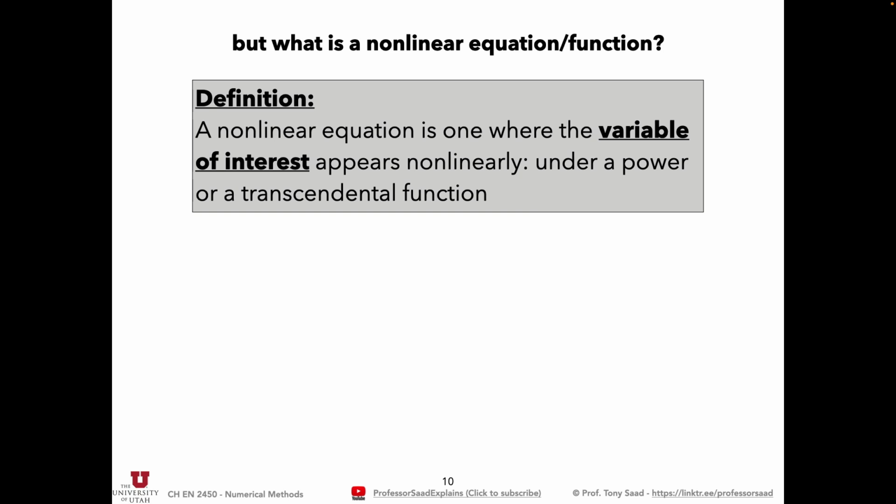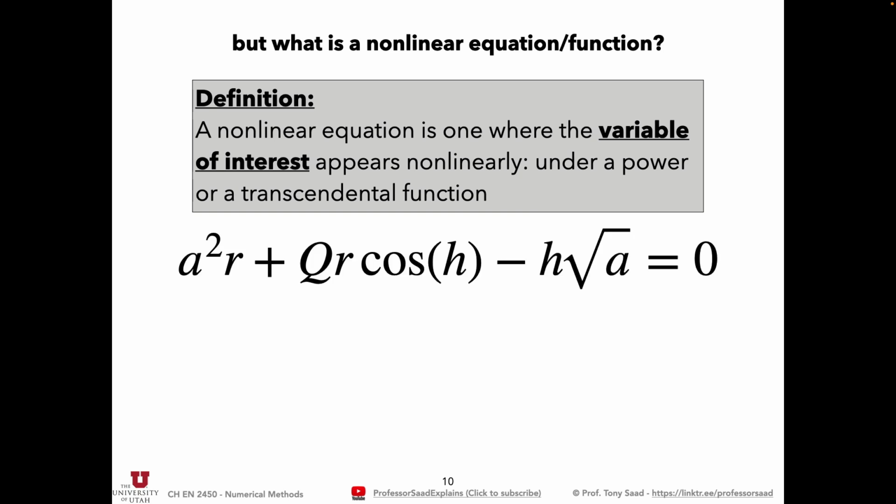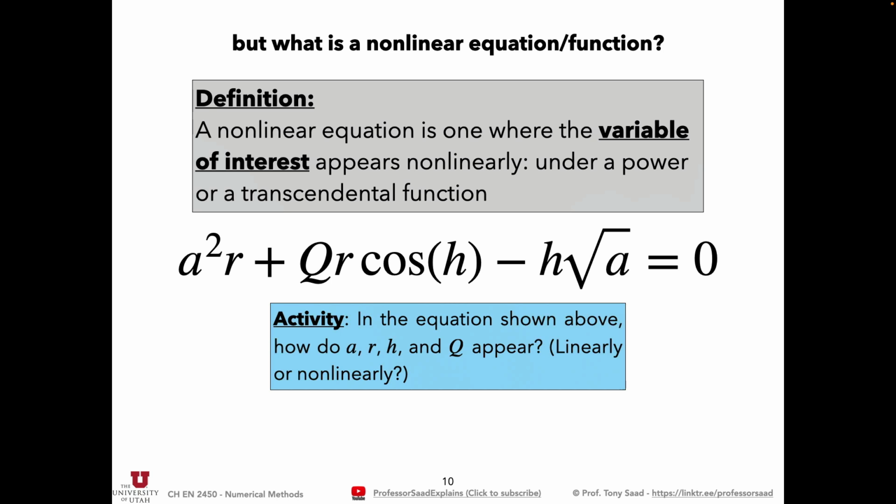Now, if you go back and look at the equation I showed for the pipe, you have V and you have R and you have H. The volume shows up linearly because it's not squared, it's not under any transcendental function or anything like that. But H shows up nonlinearly. So here's another example. In this equation, you have four parameters, A, R, Q, and H. Okay? So take a minute and think about how each one of those parameters or variables shows up, linearly or nonlinearly.